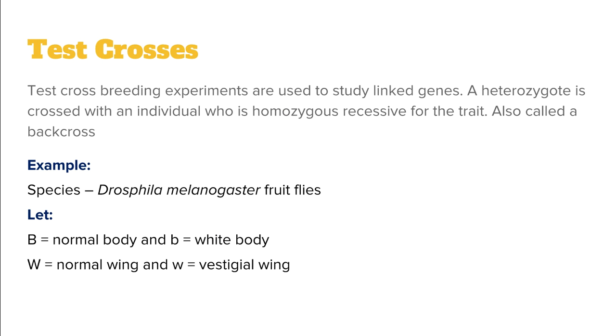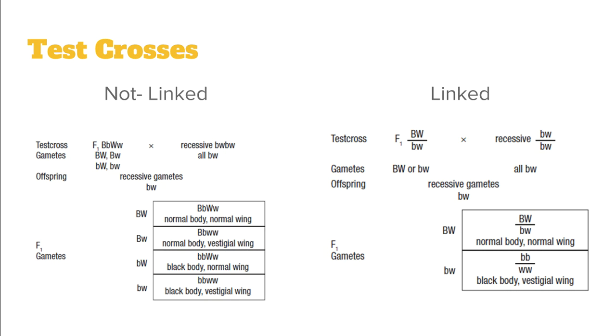So the way which we can study linked genes is by doing test cross breeding experiments, and this is where a heterozygote is crossed with an individual who is homozygous recessive for the trait, and it's also referred to as a back cross. And this was undertaken with the species of fruit fly known as the Drosophila melanogaster. It's where we looked at the color of their body and the type of wing that they produced. We can see these represented with the letters B and W.